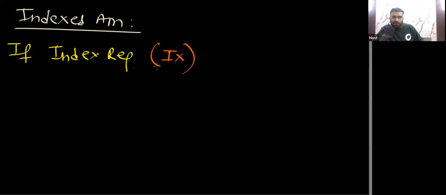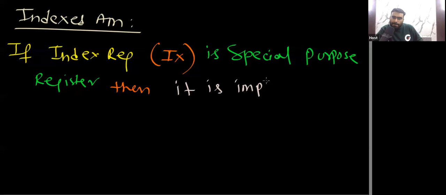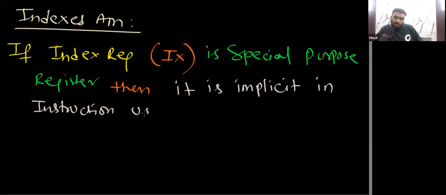So remember, if this index register is a special purpose register, meaning in your CPU there is a special purpose register which is the index register, then it is implicit. Yes or no? Then your instruction will not specify it. Is this clear? Then it is implicit in the instruction using index addressing mode.